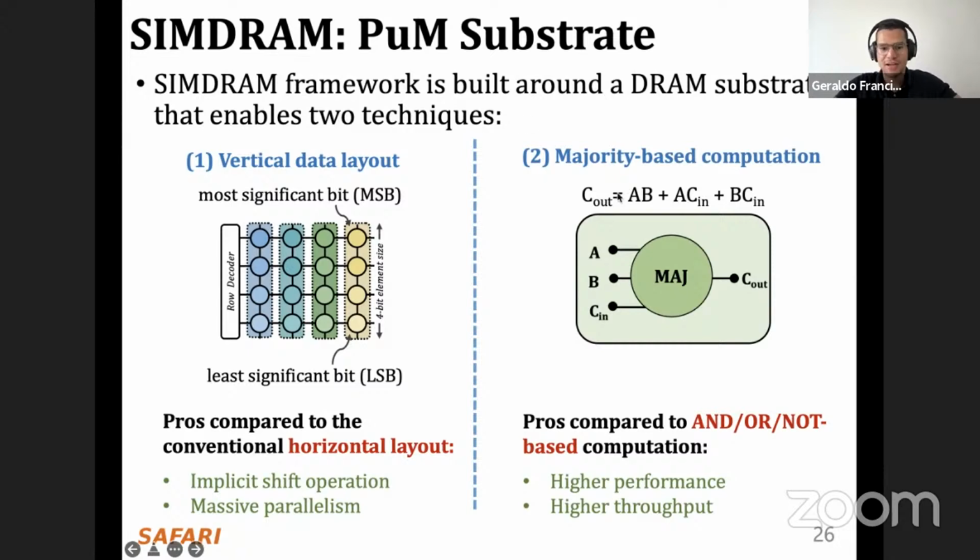For example here, we have the Boolean equation on the top to do the carry propagation, the carry out in a full adder, in a ripple carry adder. This operation is going to require at least 6 AND and OR operations, if I'm not mistaken. However, all of this computation here can be replaced by a single majority operation, which is going to reduce the latency of the computation and also improve the throughput.